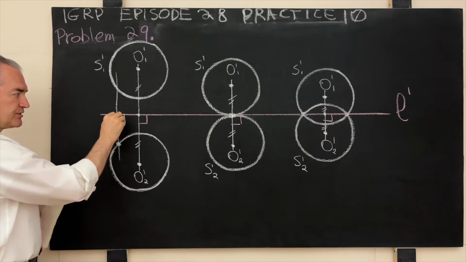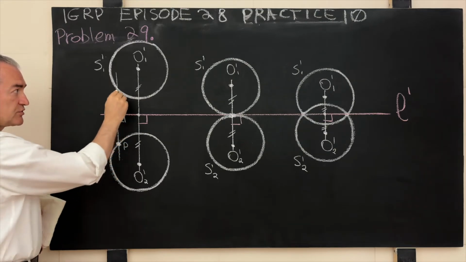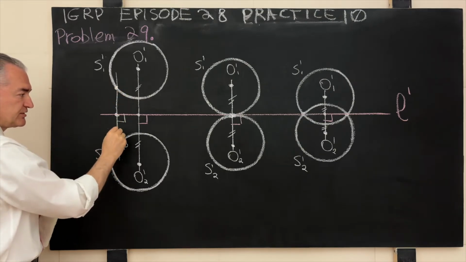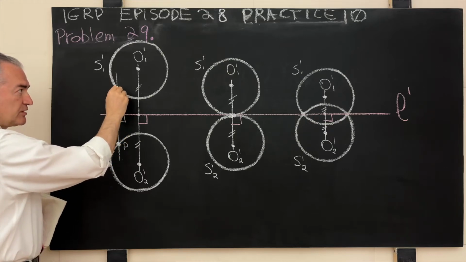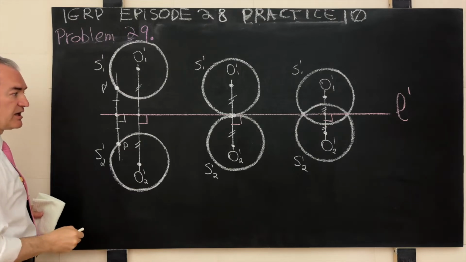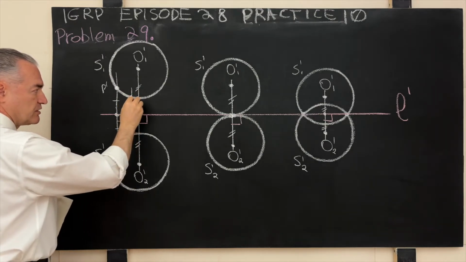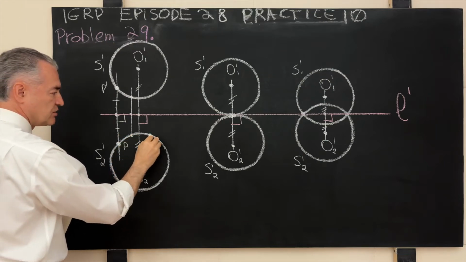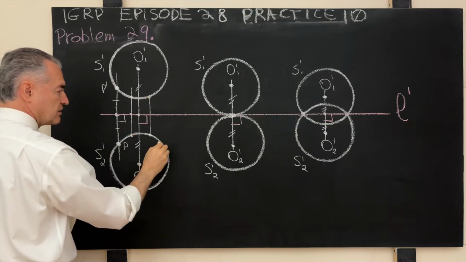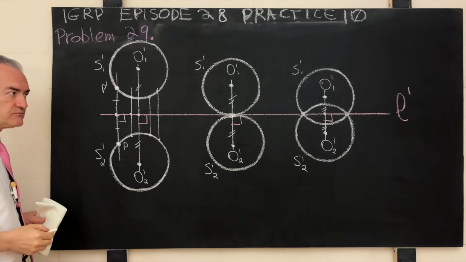That is equal to the distance from this point to our original point on the chosen object. We measure this distance here, we obtain the point, which is the image of the point P in the straight line, and then we do so for all the points, and that is how we reconstruct the image of a given object in the straight line L prime.